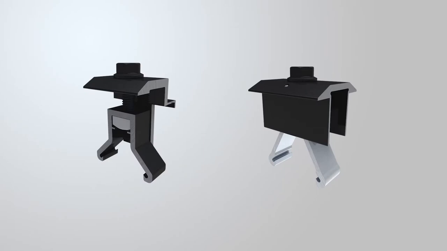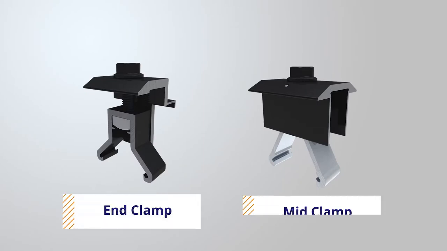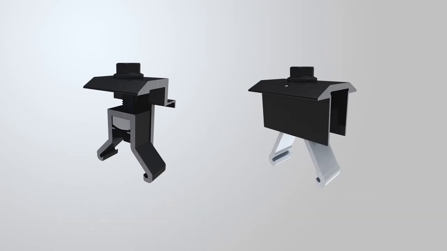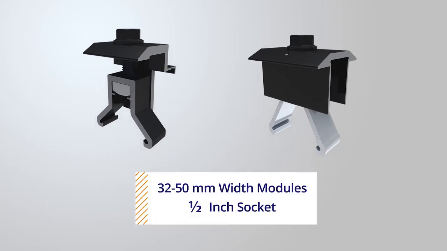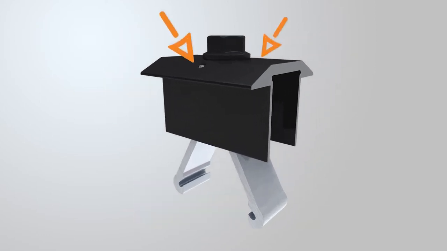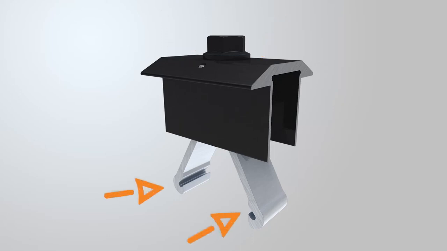Modules are connected to the ClickFit rail using end clamps and mid clamps. The pre-assembled clamps are designed to work with module frames from 32 mm to 50 mm in width and can be tightened down using a 1/2-inch socket. The mid clamps are designed with integrated bonding pins. Both end and mid clamps feature a set of hooks that allow for them to easily click onto the flange at the top of the rail.